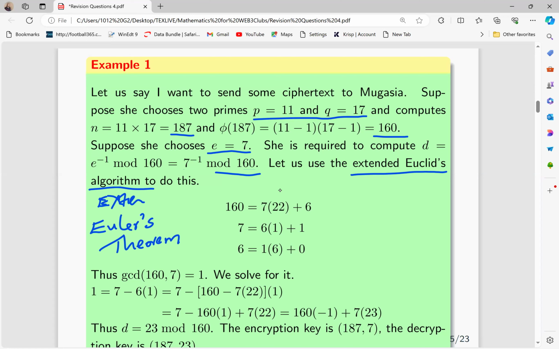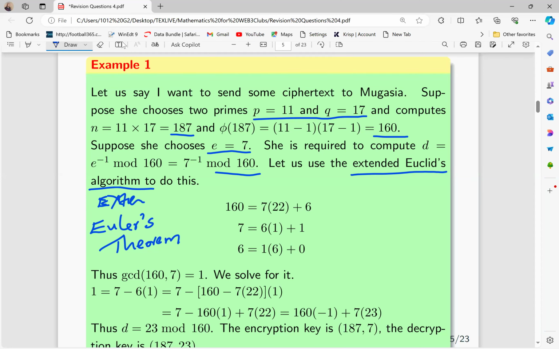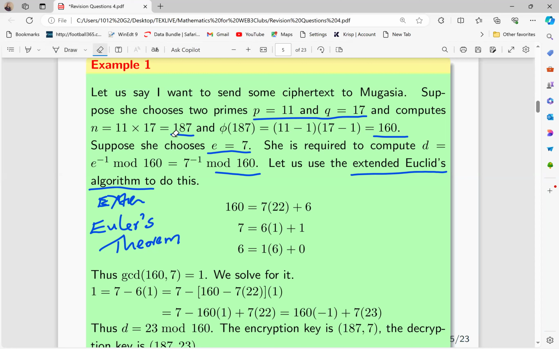To get the inverse of E. So she must get the inverse of E, because that inverse is what she should be using to decrypt the message. Is that okay? Now I'm trying to go slow so that we are together. Is that okay?